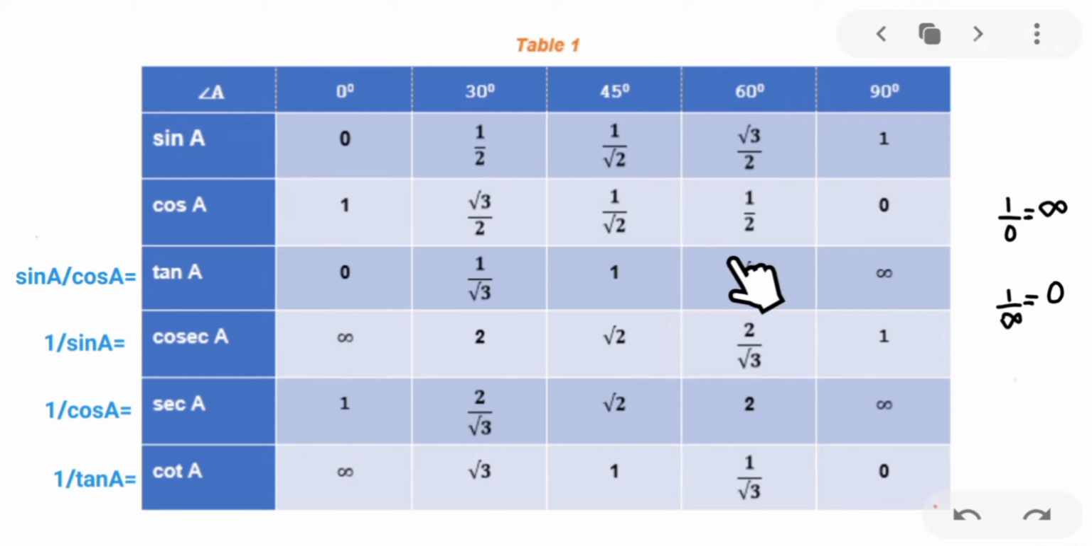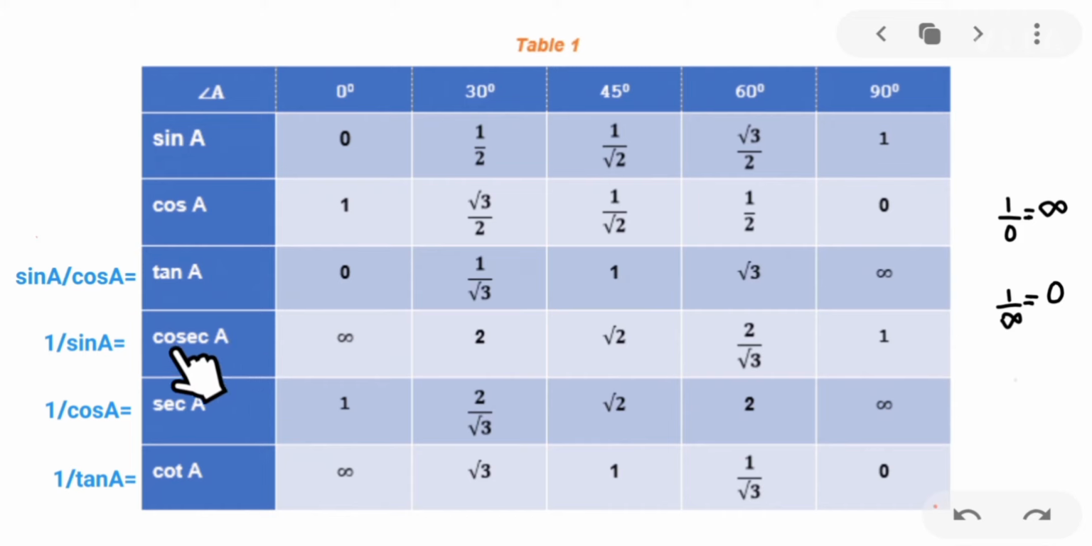And tan 60 value is obtained by dividing sine and cos. So root 2 and 2 will get cancelled and you will get root 3 by 1, which is equal to root 3. And tan 90 value is obtained by dividing 1 by 0. So 1 divided by 0 is infinity.